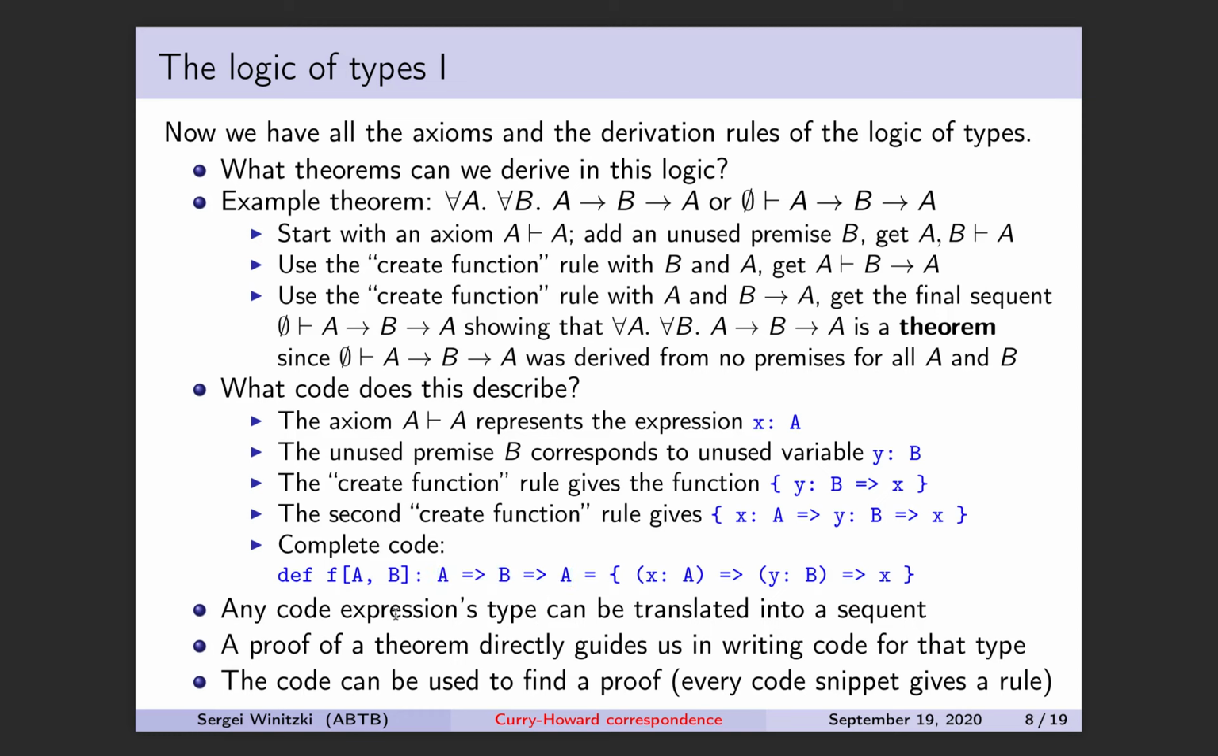So it means, first of all, any code expression can be translated into a sequent, but also any proof can be translated back into the code. And if you have the code, then you can retrace which rules have been used, and you can find a proof. So we have a one-to-one correspondence between code and proofs, between expressions and sequents, and between types and propositions. This is the correspondence that is called the Curry-Howard correspondence.